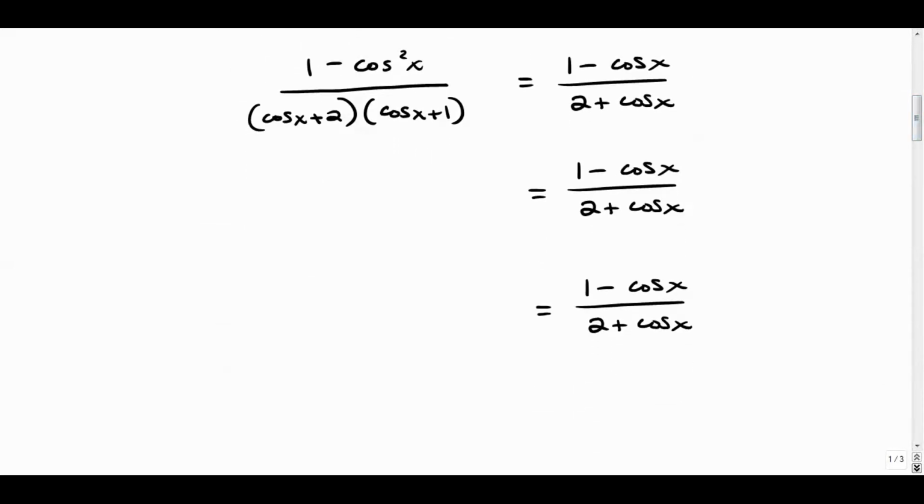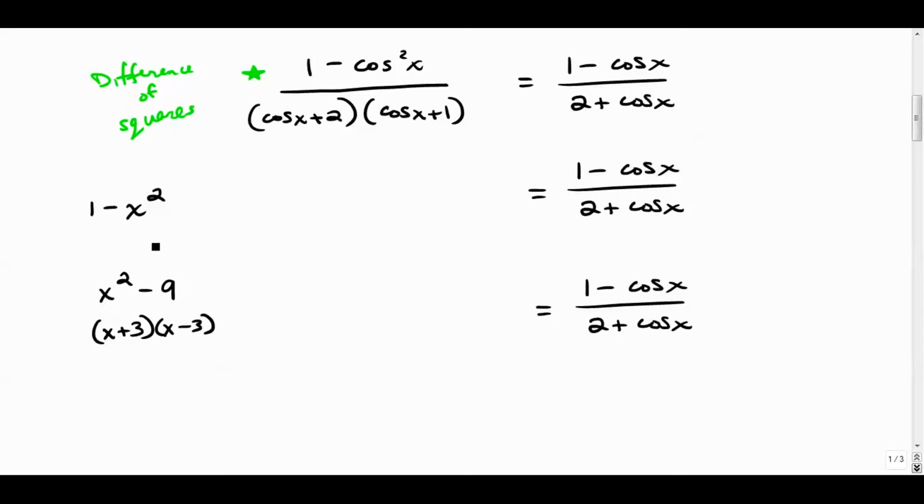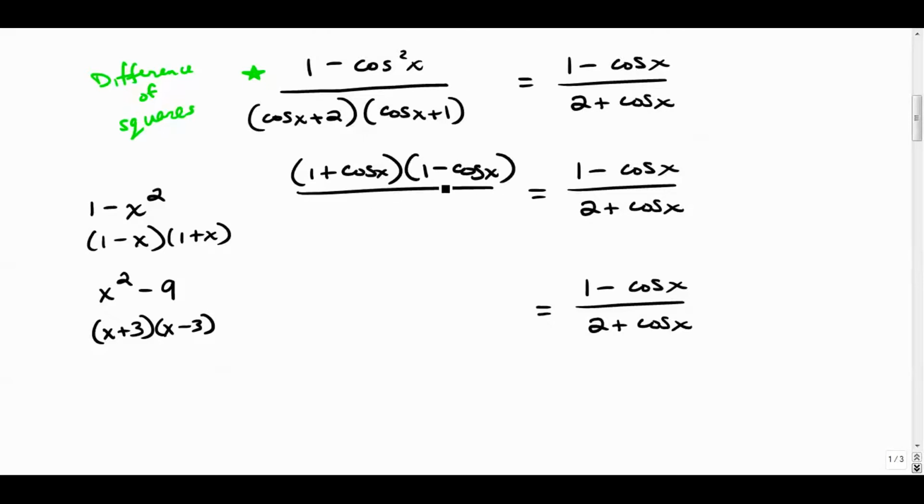I need to recognize that my numerator is a difference of 2 squares. In other words, it's basically like 1 minus x squared, or x squared minus 9 or something like that. So we need to factor that. x squared minus 9 will be x plus 3, x minus 3. This one would be 1 minus x, 1 plus x. So I'm going to use that same pattern for the numerator: 1 plus cosine x, 1 minus cosine x. My denominator stays the same.